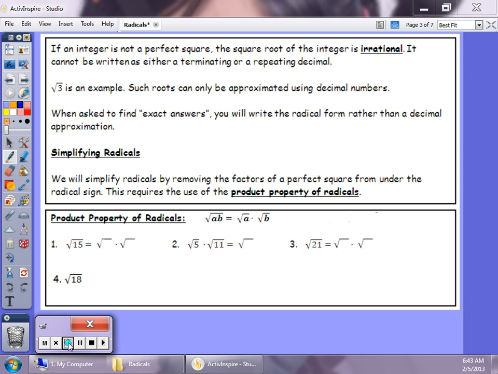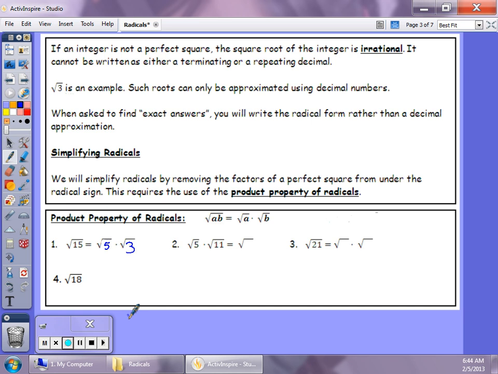When simplifying radicals, we are going to simplify radicals by removing the factors of a perfect square from underneath the radical sign. This requires the use of what we call the product property of radicals. The product property of radicals allows us to take the factors of a number underneath the radicand and break it up into two different radicals. An example is root 15. Root 15 can be broken up into root 5 times root 3, since 5 times 3 gives us 15.